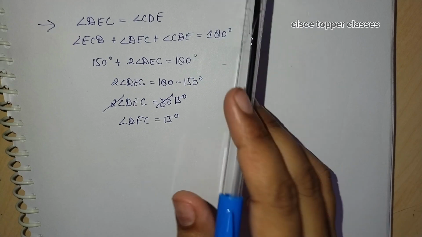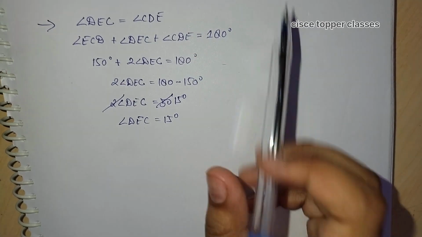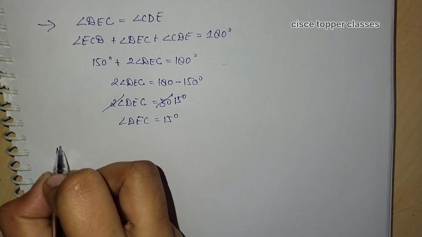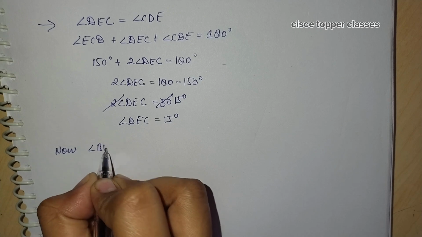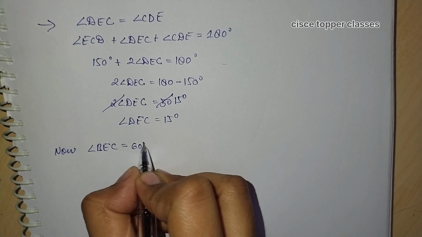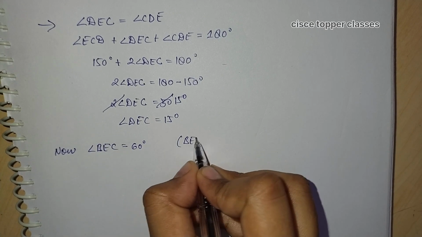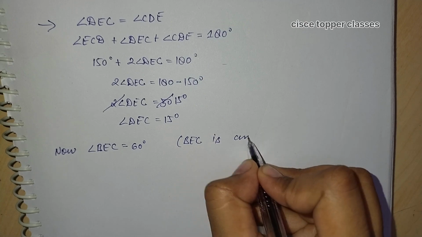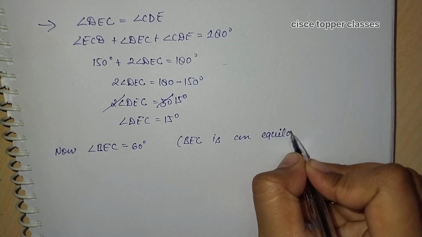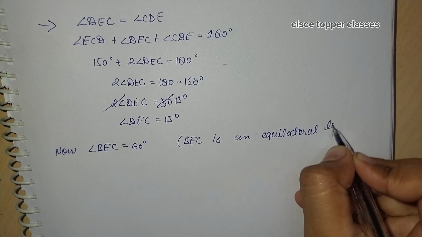Now, as we know that angle BEC is equal to 60 degrees, BEC is an equilateral triangle here. So this is an equilateral triangle.